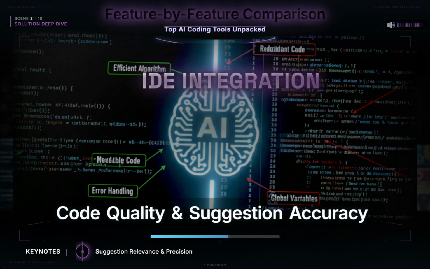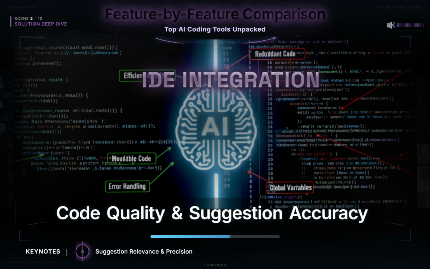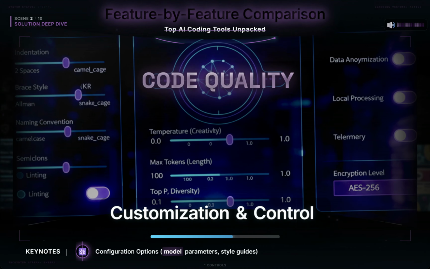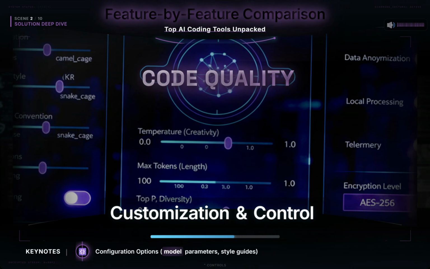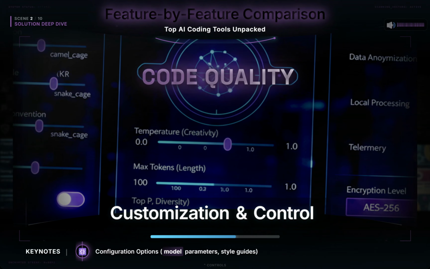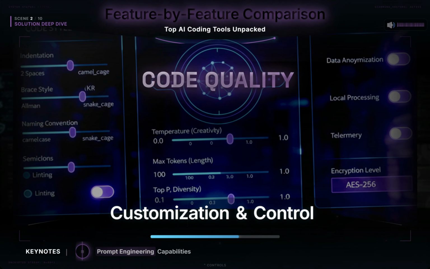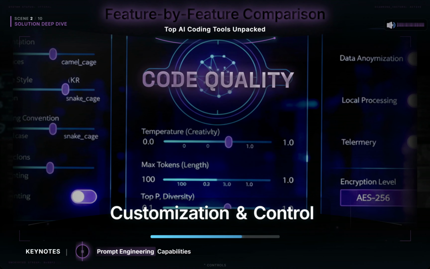Here, we evaluate code quality analysis features, the relevance and precision of suggestions, error detection, and even test case generation support. Does it make you smarter or just faster at writing garbage? Beyond just getting code, how much customization and control do you actually have? Can you truly tailor the AI to your specific coding style?